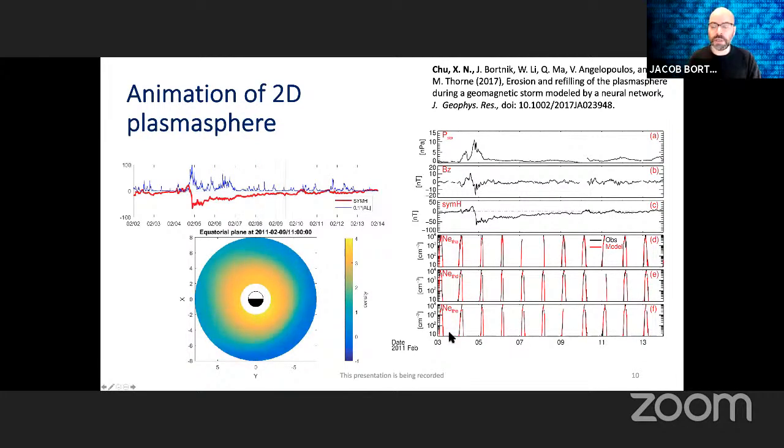Here's just an example of a time series, and here I'm comparing the THEMIS A, D, and E satellite observations over a few-day period in February 2011.